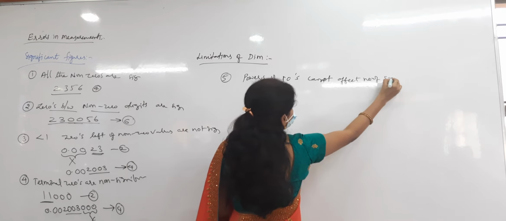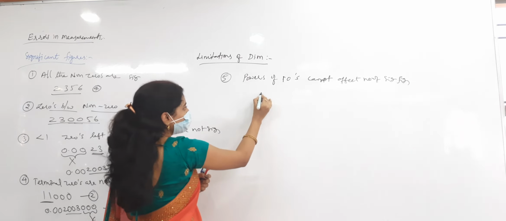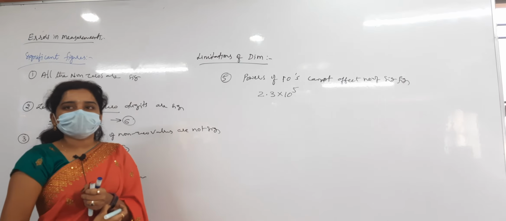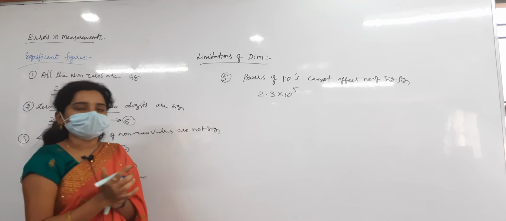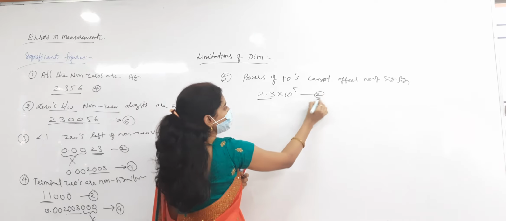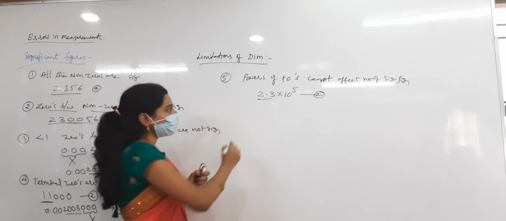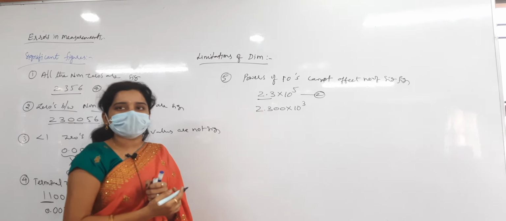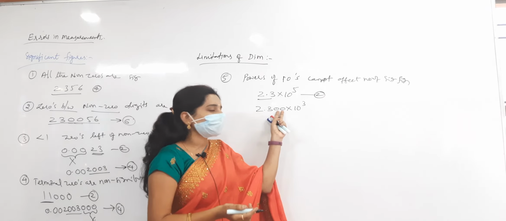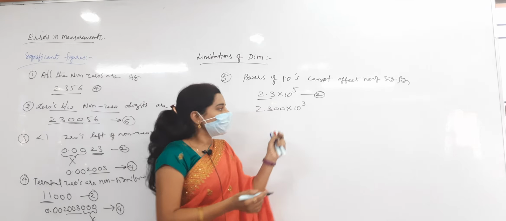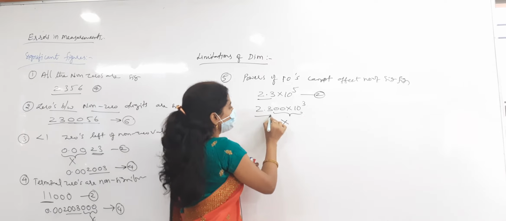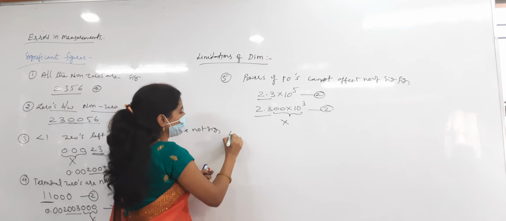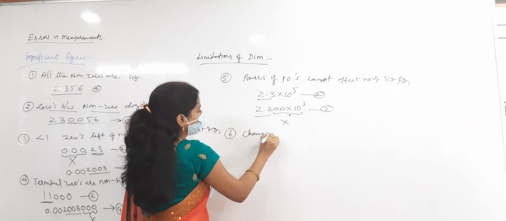the number of significant figures. For example, I have 2.3 into 10 power 5. How many significant figures? Only 2 significant figures. One is 2, another is 3. With the same value, I can even write 2.300 into 10 power 3. How many significant figures again? 2 only. Why? Because these are terminating zeros, and they are non-significant. So only 2 are there. And for this, the next one will come: changing the order of unit.